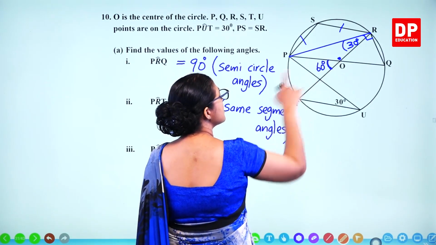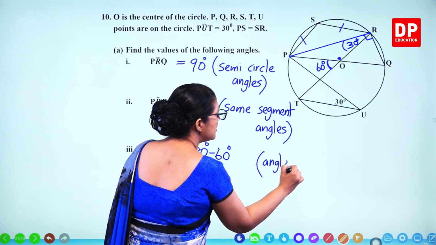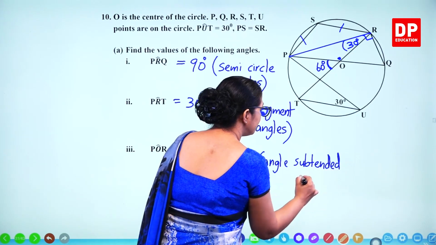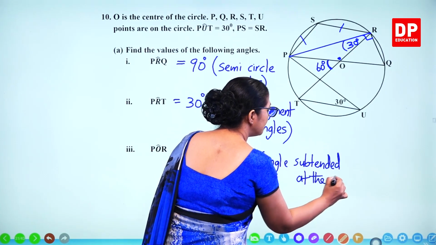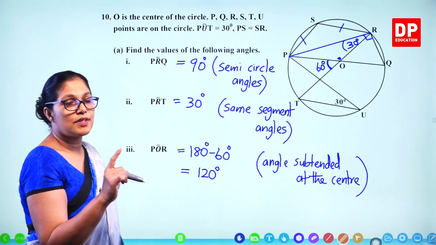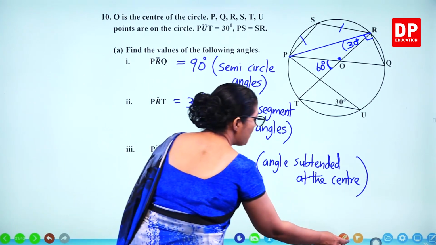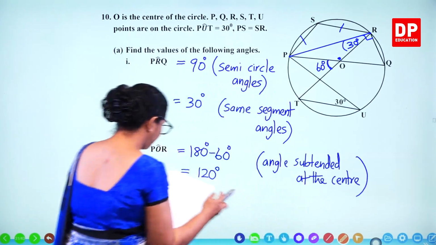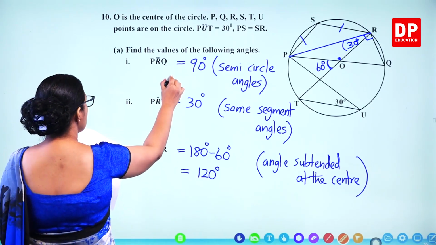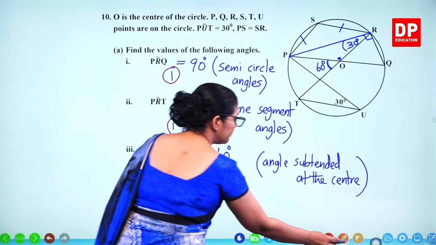So what we can write? Because this is 60, this is that. So we can say angle subtended at the center is double the angle subtended on the circumference. How many marks for these three? 1, 1 and 1. 3 marks.